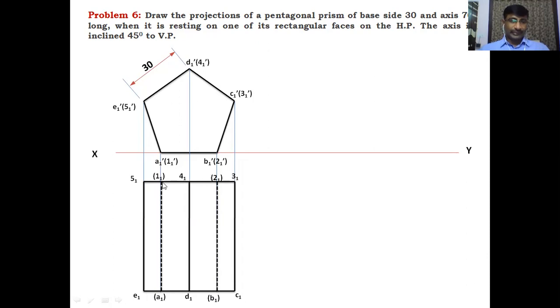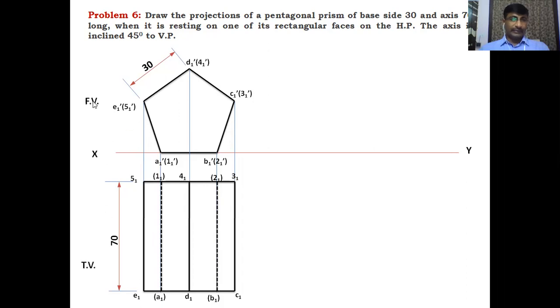Clear, students? On the numbering base side, 2 corners are invisible, and on the lettering base side, 2 corners are also invisible. The remaining 3 corners are visible on both sides. The length of the solid is 70 mm. Axis length is given as 70 mm. Solid length or axis length is equal to 70 mm.